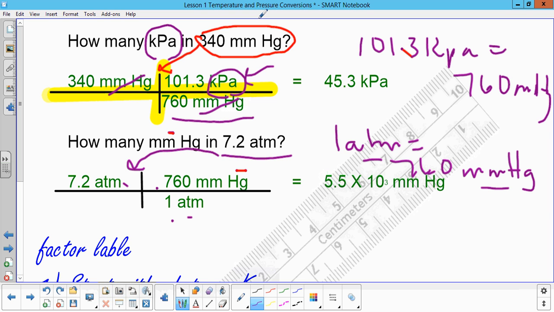Again, multiply across the top, divide across the bottom. 7.2 times 760 divided by 1, atmospheres cancels, is 5.5 times 10 to the power of 3 millimeters of mercury. Now, I've rounded this off here for significant digits. Don't panic too much about significant digits right now. Those will take care of themselves at a later point. Right now, if you're getting 5.5 times 10 to the 3, or 5,500 in and abouts, you've probably set your answer up correctly, and that's the bigger picture for me.